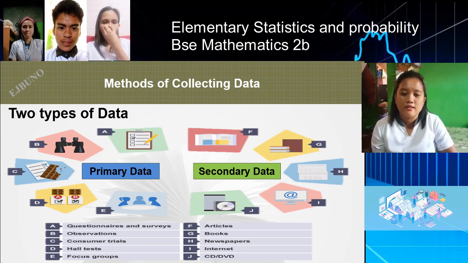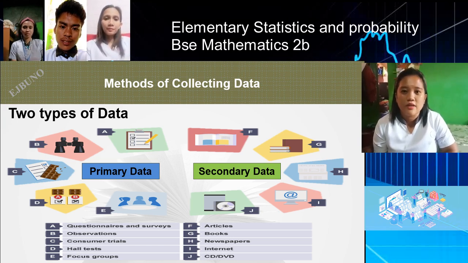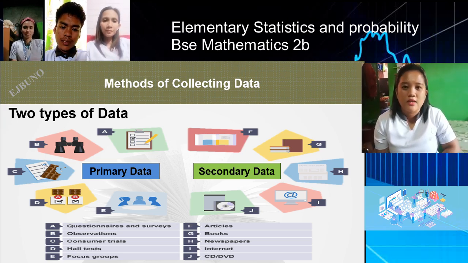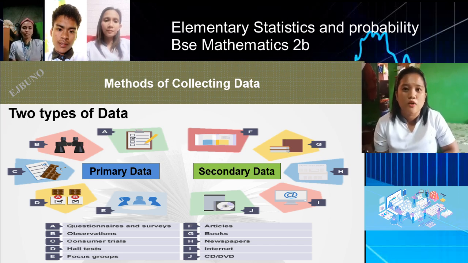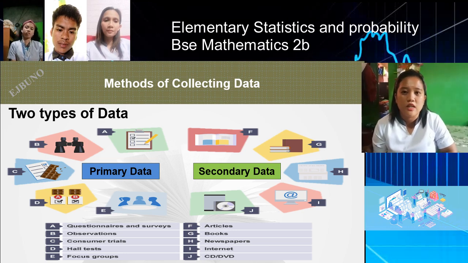Secondary data is the data that has been collected in the past by someone else but made available for others to use, and is usually easily accessible to researchers and individuals because it is mostly shared publicly.